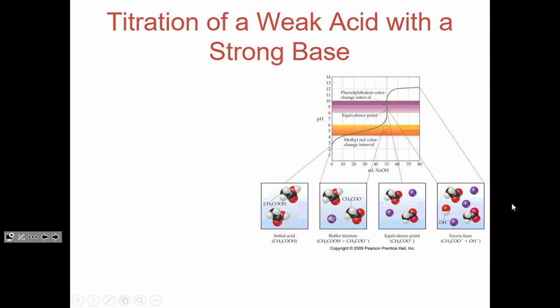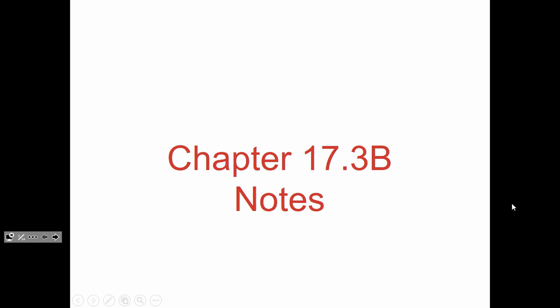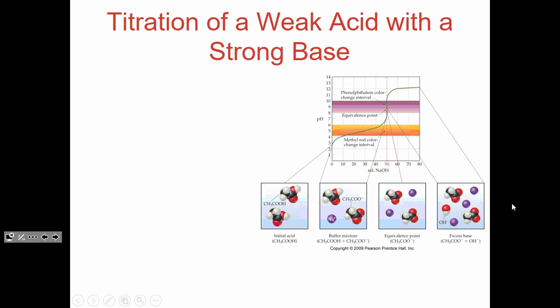I'm Brian Brown, and today we'll be looking at our fifth day of notes dealing with the second half of section 17.3, where we get into weak, strong titrations. So weak, strong titrations in many ways have similarities to strong, strong titrations.